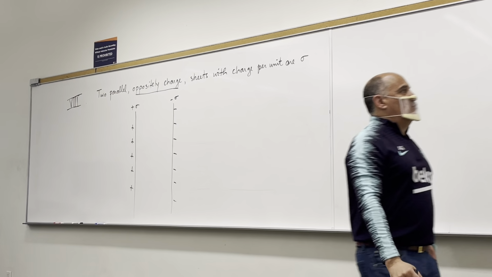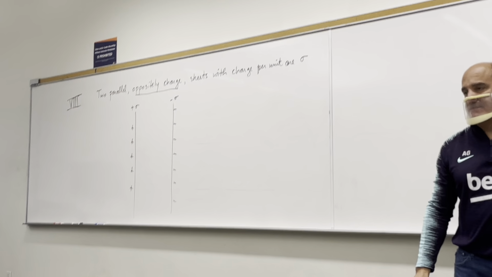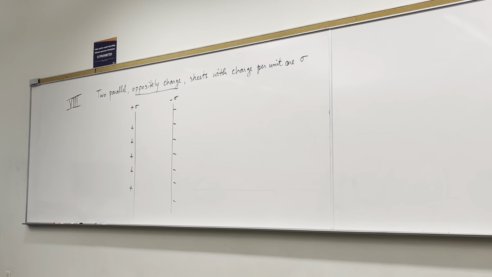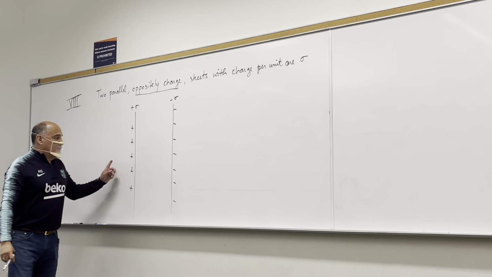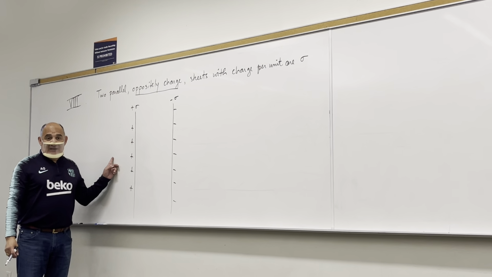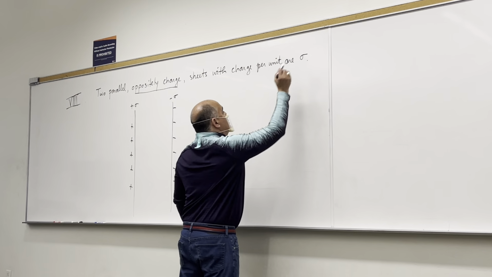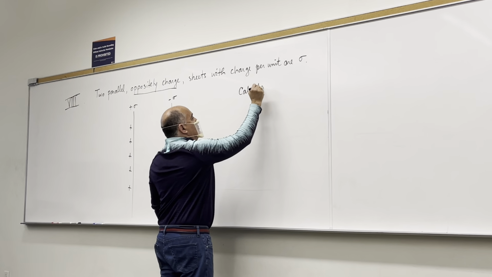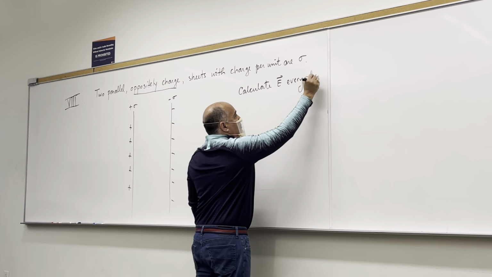And remember that when we had one sheet, what was the electric field magnitude over there? Sigma over 2 epsilon naught, right? Okay, now we have 3 regions of interest. I want to know the electric field here, to the left of both of them, somewhere in between, and somewhere to the right. So the question is calculate E everywhere. Okay?